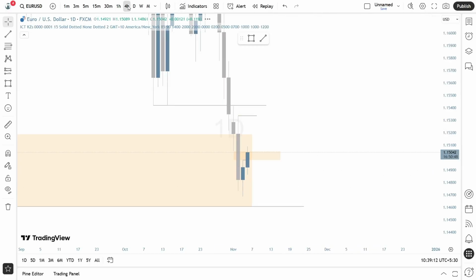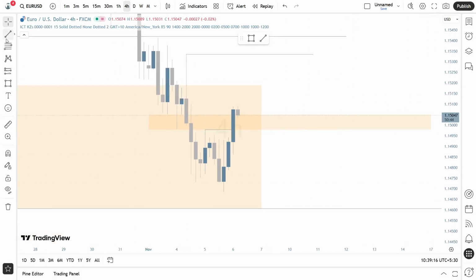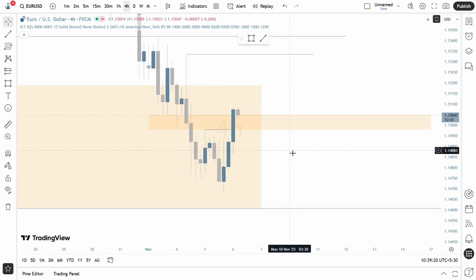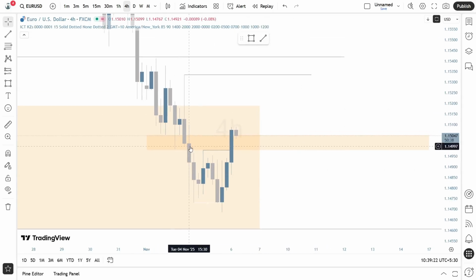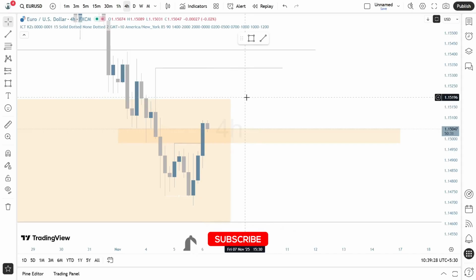Let's move to the 4 hours now. As we move into the 4 hour, what we see is that the price took the liquidity of the previous day over here and we moved into the higher side. And right now, what we have is this daily FVG, and I'm anticipating that the price can come down, mitigate something over here, and then we'll be moving into the higher direction.